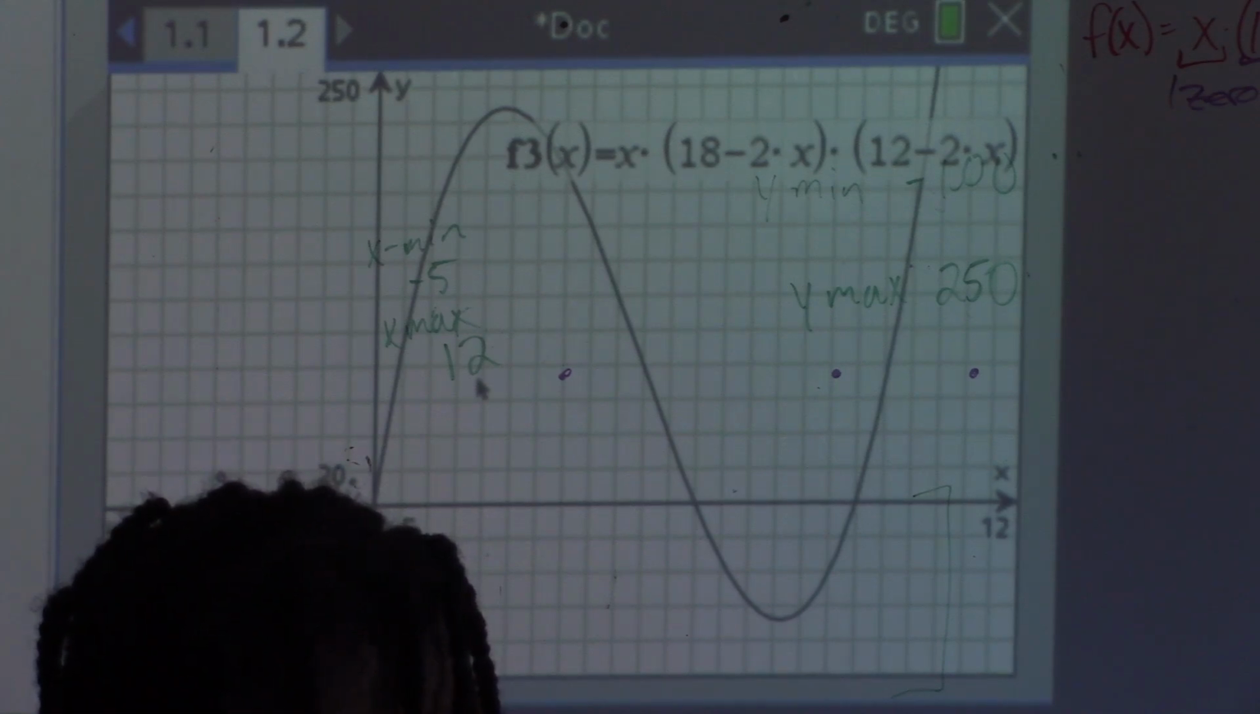So remember menu. The menu button lets me do all my graph work, and we're trying to change the window. When you go to Windows/Zoom, we're trying to change the window settings.